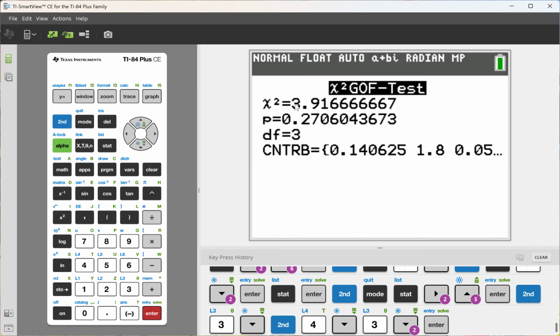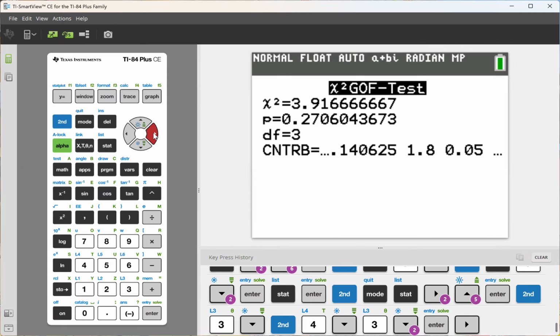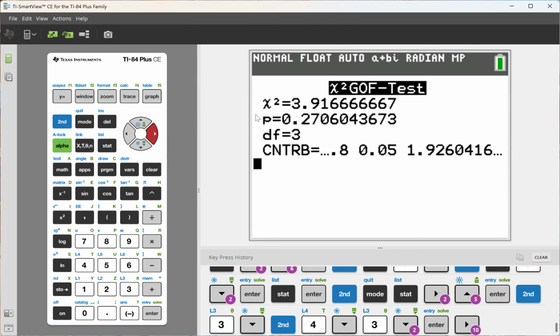The chi-squared statistic is 3.917. And down here, this last row, you see that? Those are your squared Pearson residuals. Those are your squared residuals. So if I use my arrows, the first one's 0.1406, which is exactly what I calculated. The next one's 1.8. That's what I calculated. 0.05. And just use your right arrow and you can just move over. And then the last one was 1.926, which is what we calculated. So your calculator can calculate the squared residuals for you.